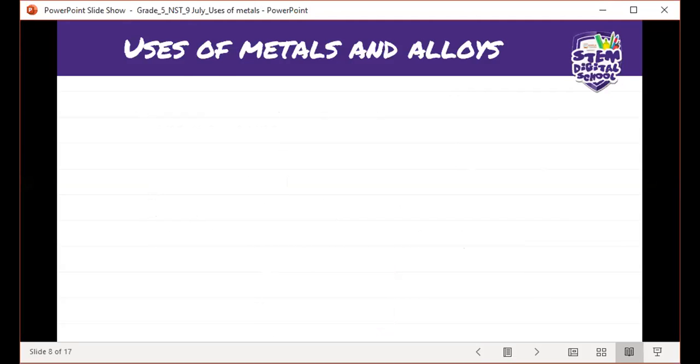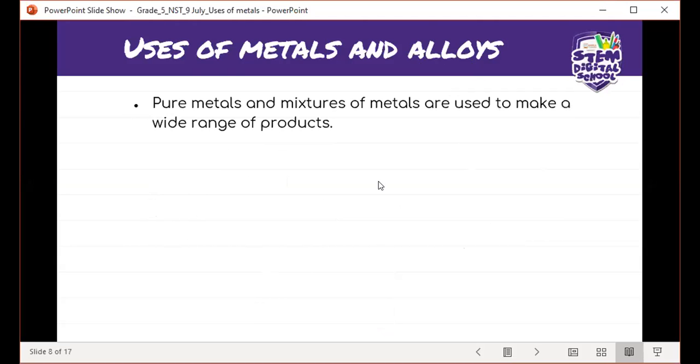Okay, so uses of metals and metal alloys. Remember, steel is also an example of a metal alloy because it's a mixture. An alloy, this is the name that I'm referring to. A metal alloy is a mixture of metals, right? So pure metals and mixtures of metals are used to make a wide range of products.